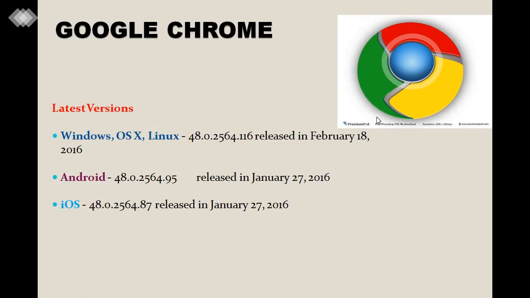Here are some latest versions of Google Chrome: Windows, OS Linux. These were released on 18 February 2016. Android was released on January 27, 2016, and iOS was released on 27 January 2015. So Windows, Android and iOS were released on the same day, 27 January 2016.